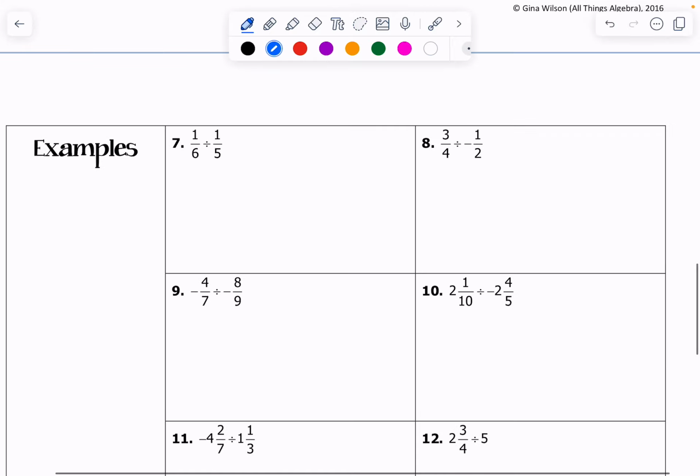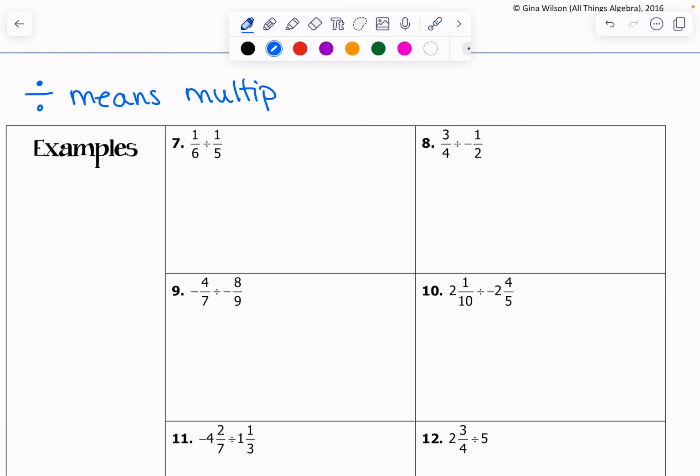So I'm going to have you go to the next page, and I'm going to have you write divide means multiply by reciprocal. Okay, and I'm going to write an upside down version to help remind you that we are flipping that second fraction upside down. So you're going to keep the first one as is, but we need to flip the second one. Okay, so look at this number 7 right here.